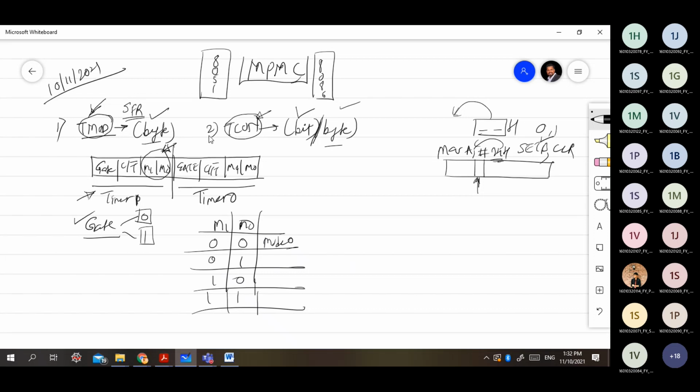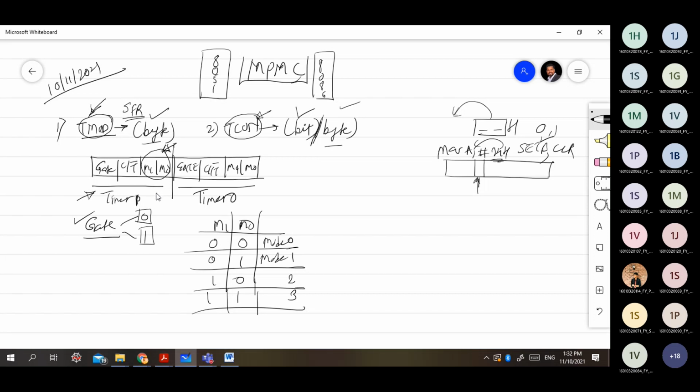Now the timer can work in 4 modes. Why? Because for the selection we have 2 bits, so we can support 4 different combinations. That's why the timer can work in 4 different modes. Fine. So here we have mode 0, mode 1, mode 2, and mode 3, and the settings are 0 0, 0 1, 1 0, and 1 1.